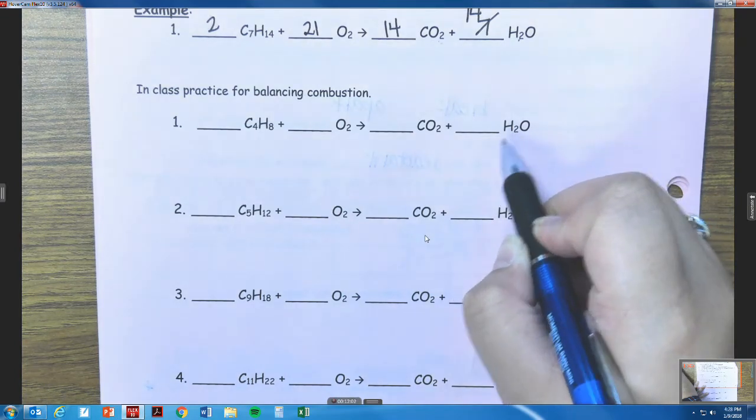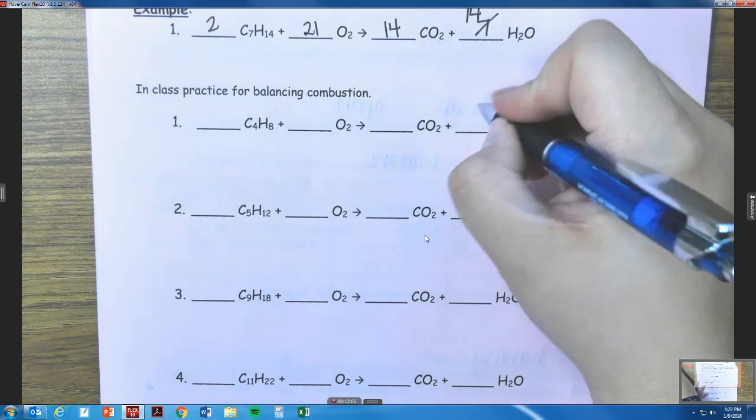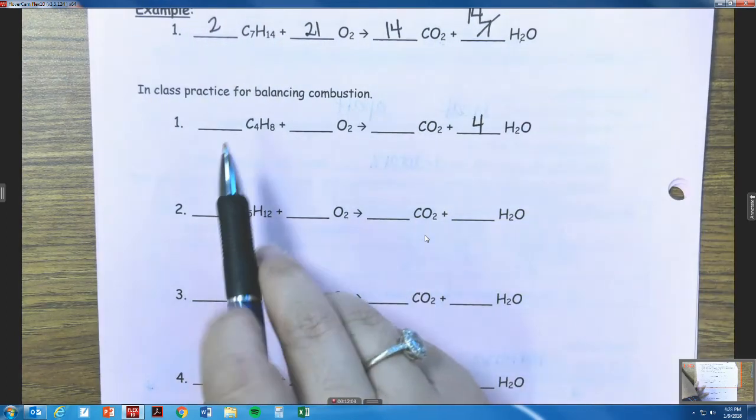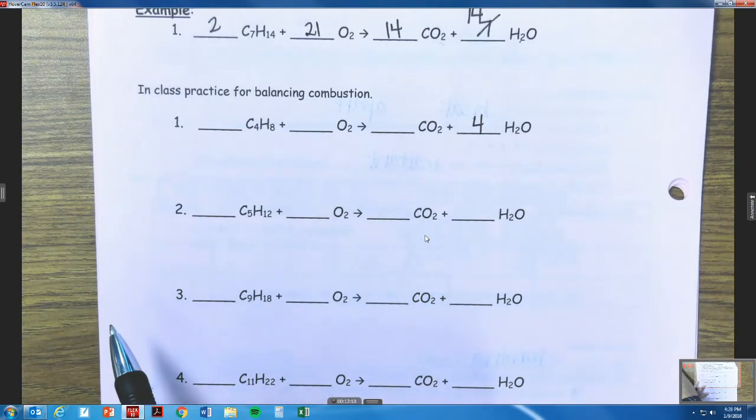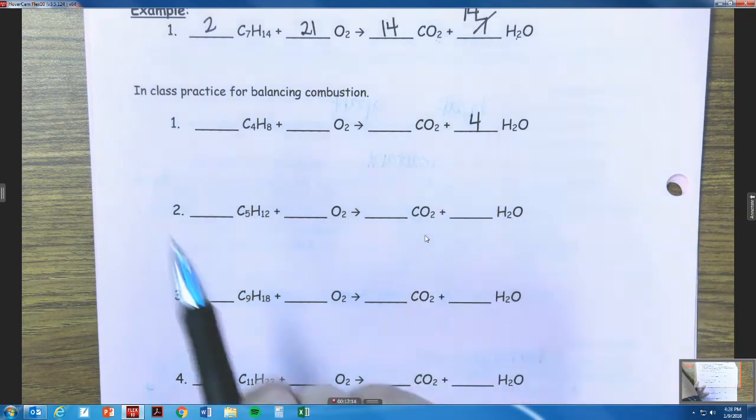Or what do I have to multiply with to equal 8? Okay, so 4 times 2 is going to give me 8 hydrogens. Okay, hydrogen is now balanced, so we can move on to carbon.